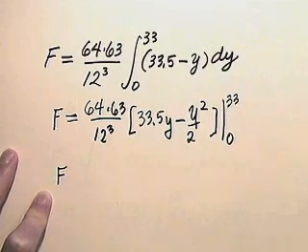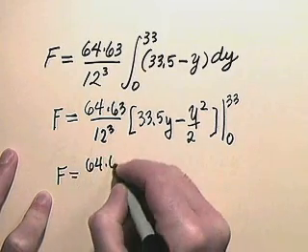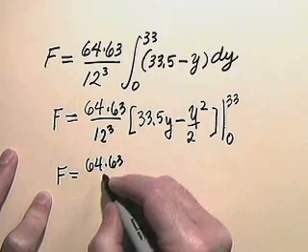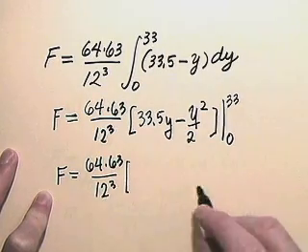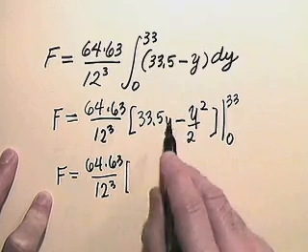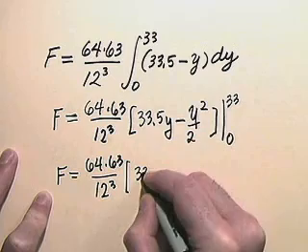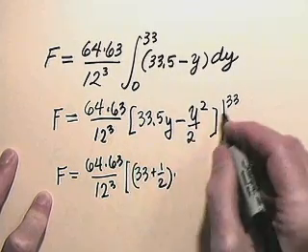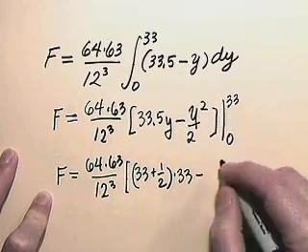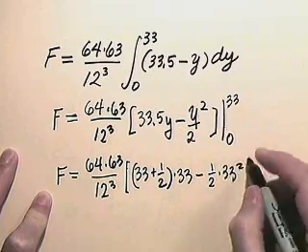So the force here is simply 64 times 63 divided by 12 cubed times, when I put the 33 in, let's write 33.5 as 33 plus a half, multiplied by 33, minus 1/2 of 33 squared.